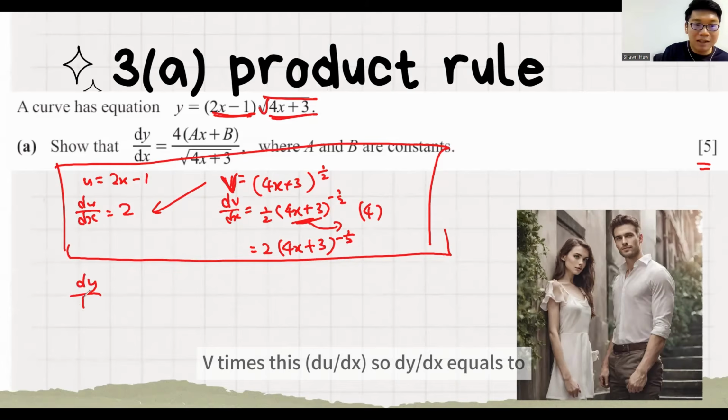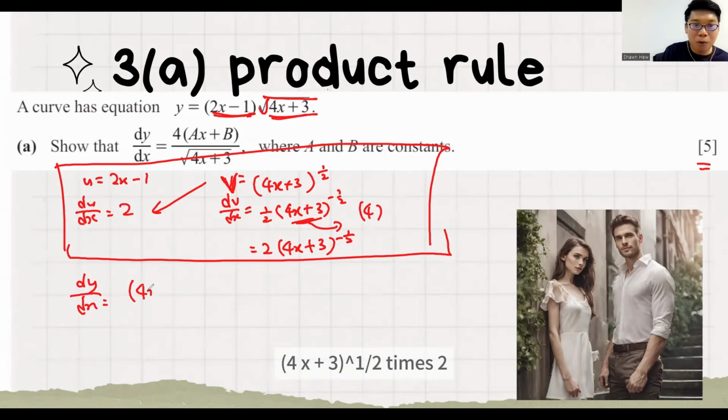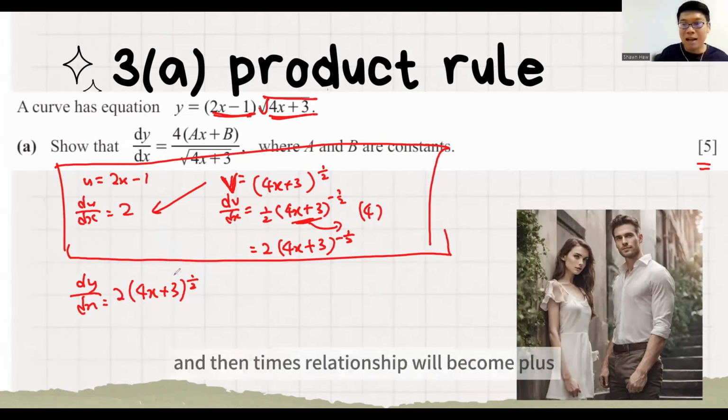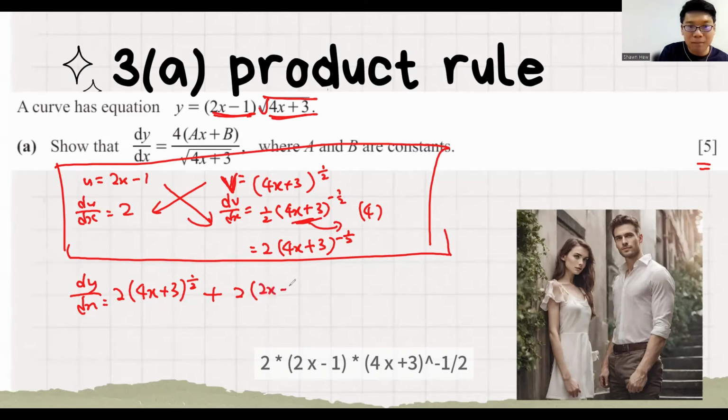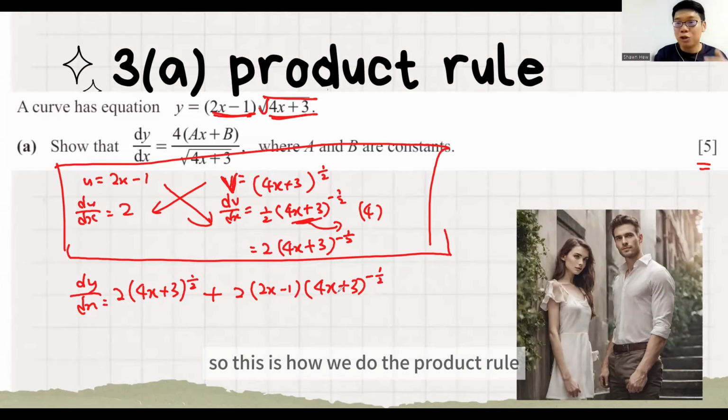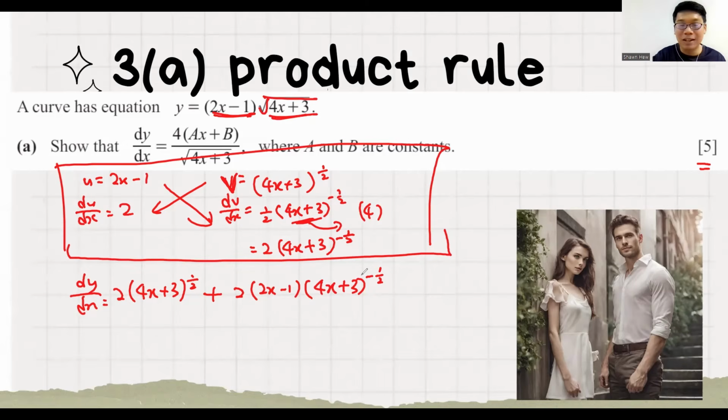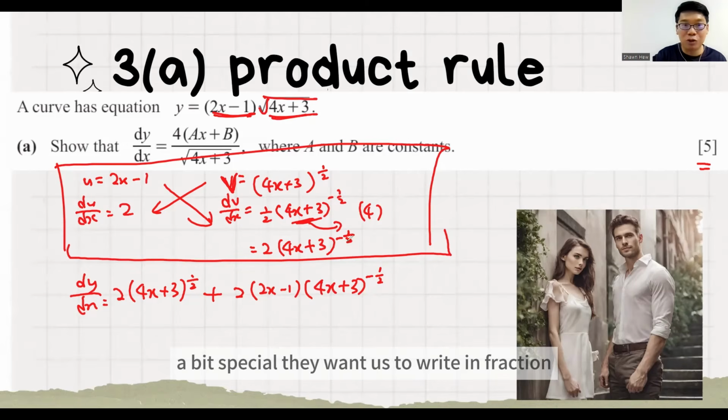So dy/dx equals (4x + 3)^(1/2) times 2, and then the relationship will become plus u times dv/dx, which is 2 times (2x - 1) times (4x + 3)^(-1/2). So this is how we do the product rule. This question is a bit special. They want us to write it in fraction.